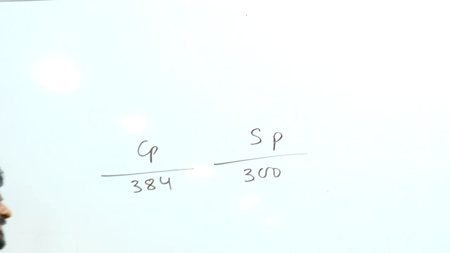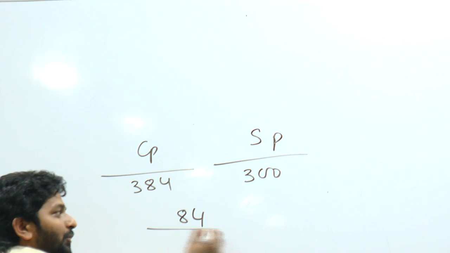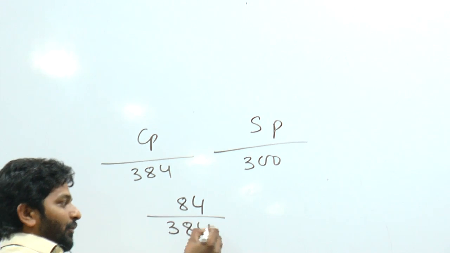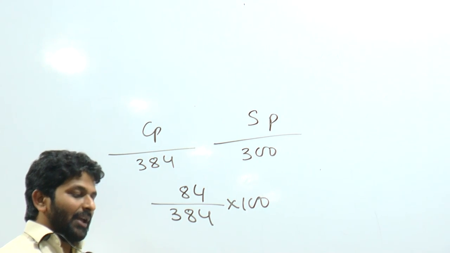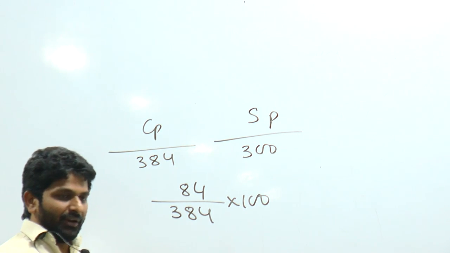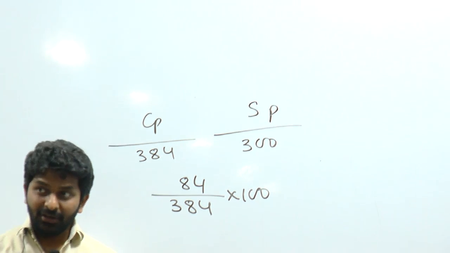Okay. Right, loss, we made loss of how much? 84 rupees out of 384 into 100. Look at your options first. 19, 24, 21, 23, 24. Right, no issue. We will get the answer from the denominator.